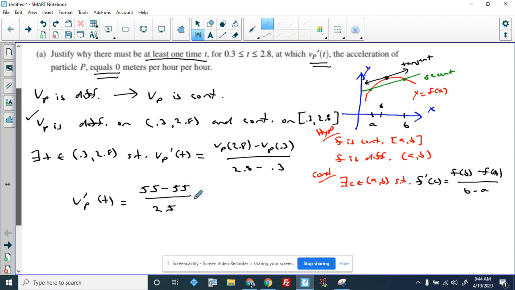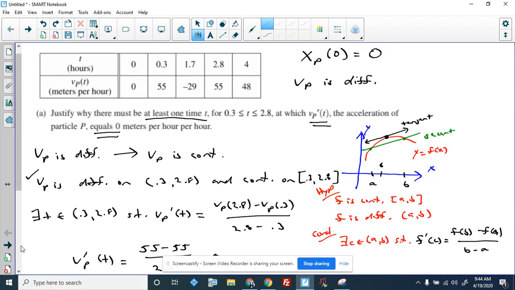That's going to be 0 over 2.5. So it's going to be 0. So there you go. So you basically proved it and you justified it. Okay. So really not too big of a deal there. All right, let's rock and roll. Let's go to the next question.